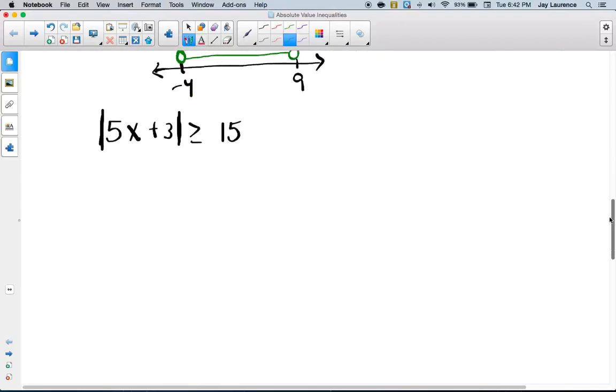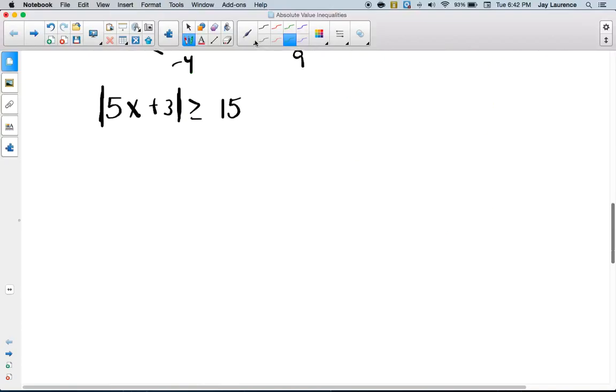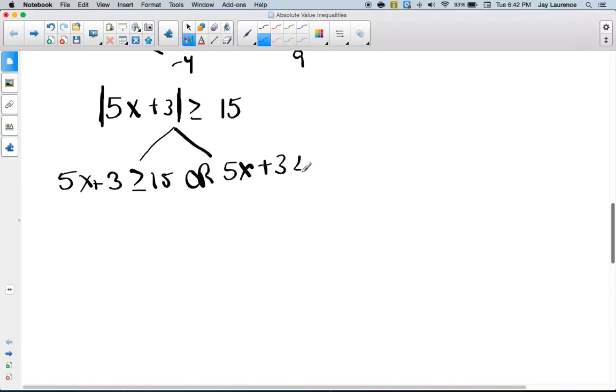All right, let's try this one here. It's going to be done the same exact way. I'm going to translate it. And I'm going to break it up into two pieces, right? I'm going to do 5x plus 3 is greater than or equal to 15. Now this is a greater than, so I'm going to say or 5x plus 3 less than or equal to negative 15. I flip the symbol and change the sign. Do both things.